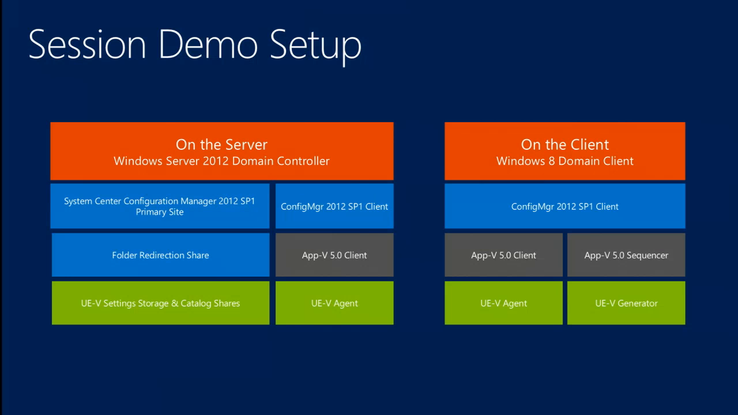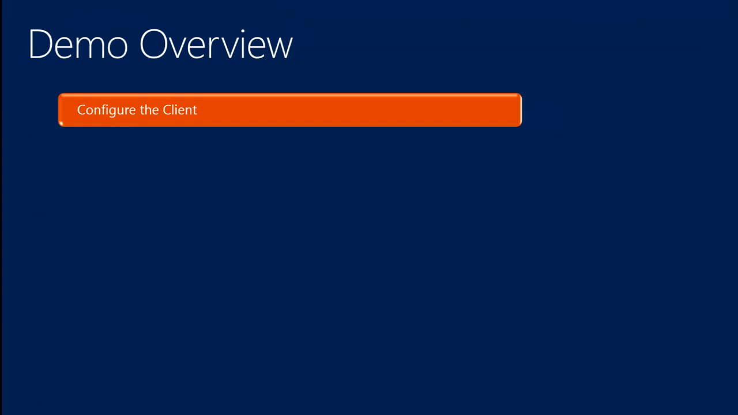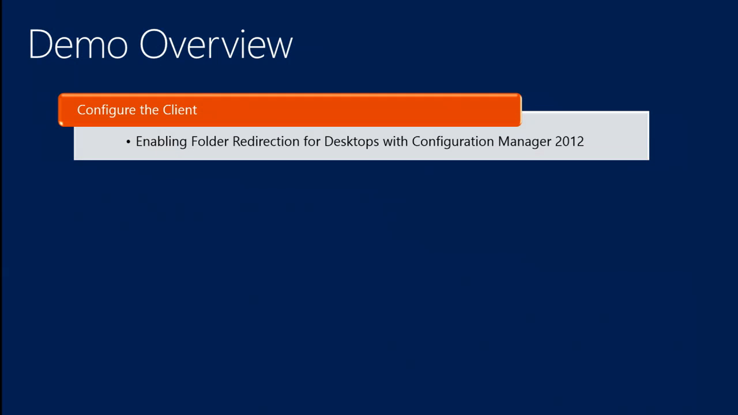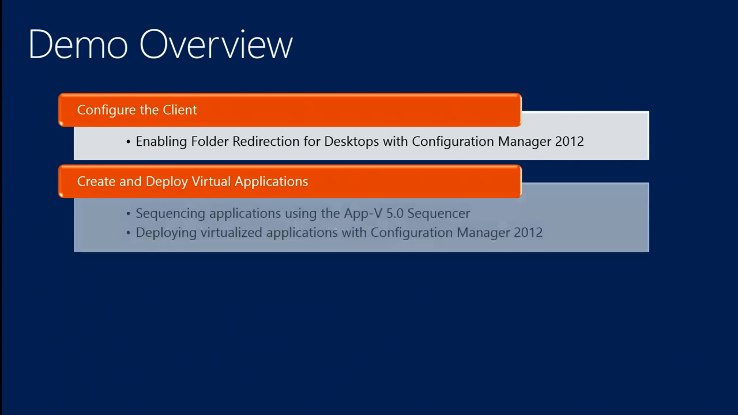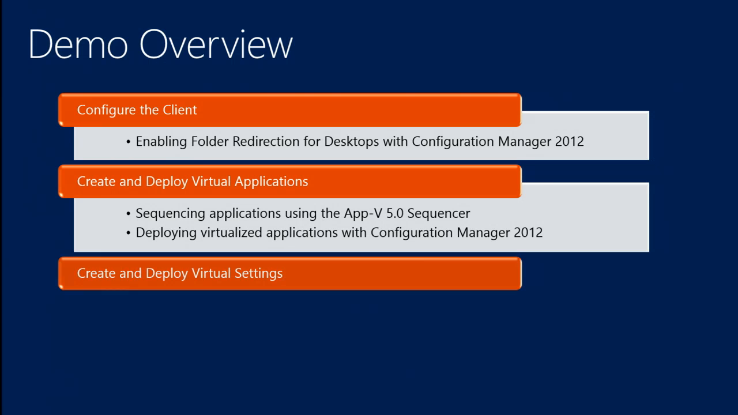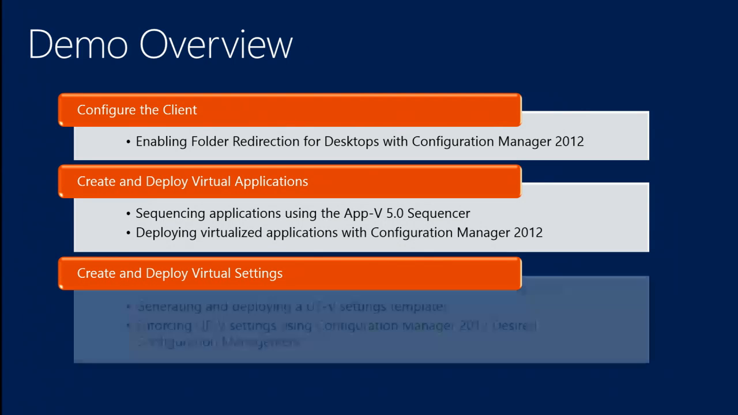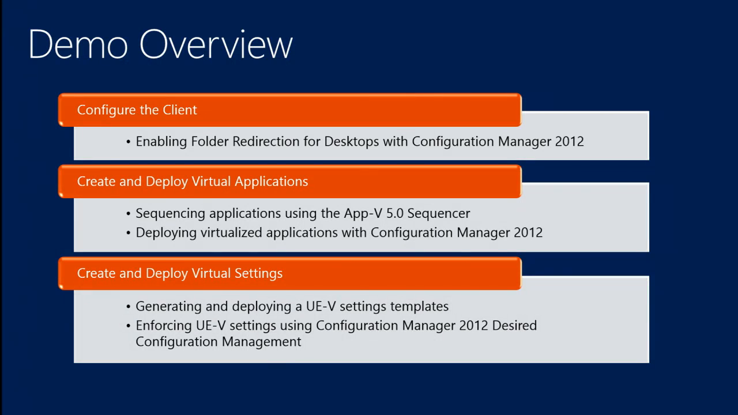All right, so what are our scenarios as we look at this? We've talked about Art. So the demo we're going to do today is first we're going to configure the client, and we're going to start by enabling folder redirection. And this enables us to have our data available wherever we go. Then we're going to create and deploy virtual applications. And you can see this is where we're going to sequence and actually do the deployment. Then finally we're going to wind up by actually creating and deploying the virtual settings. This will be using the generator, create a custom template, and then actually showing how those roam.